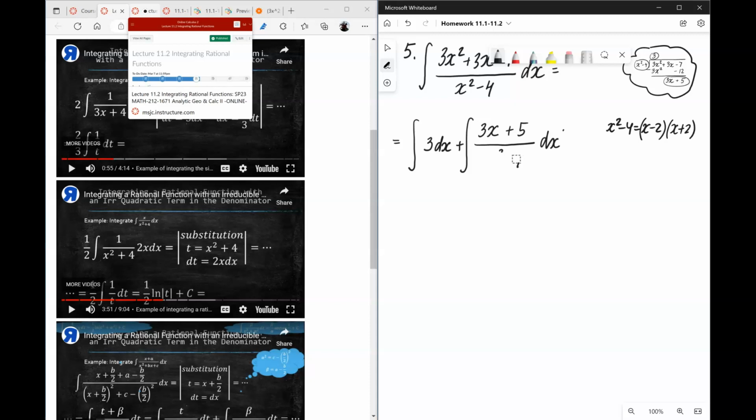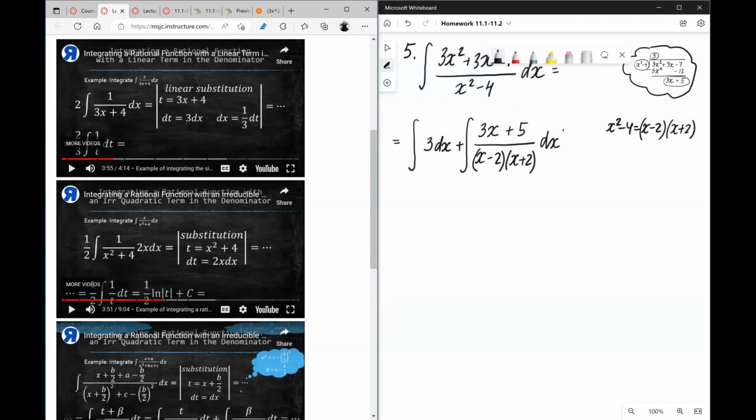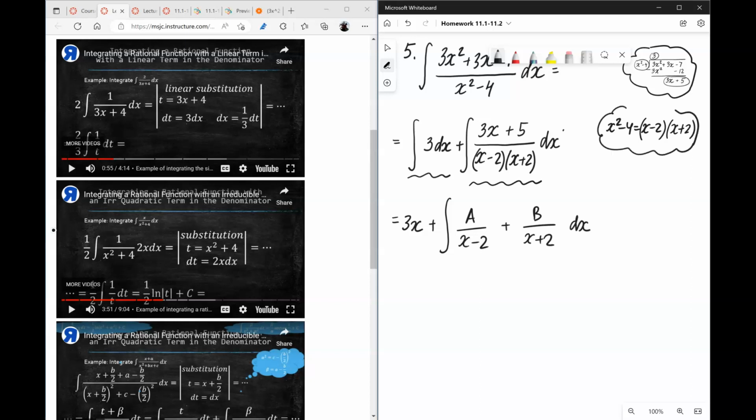And this is what triggers the partial fraction decomposition. So according to the partial fraction decomposition theorem, the first integral is not even a problem, right? So that's just 3x. But according to the partial fraction decomposition, this rational function right over here can be decomposed into this. That's what the partial fraction decomposition theorem tells us.